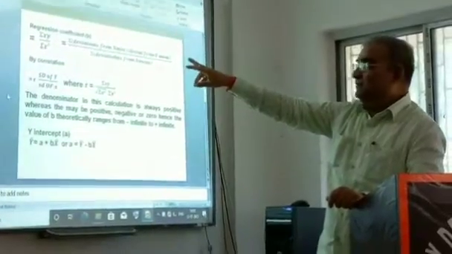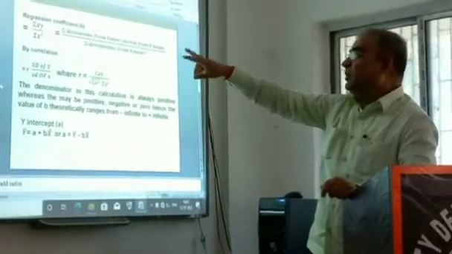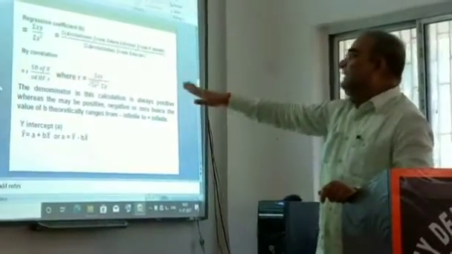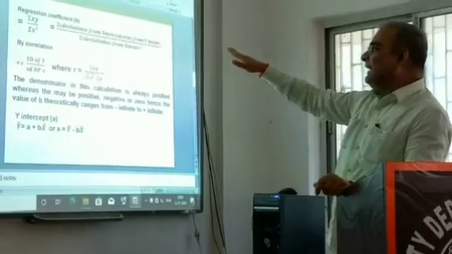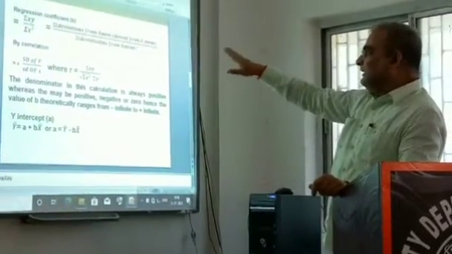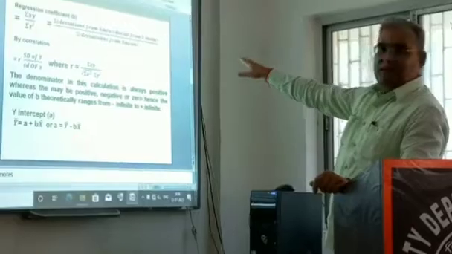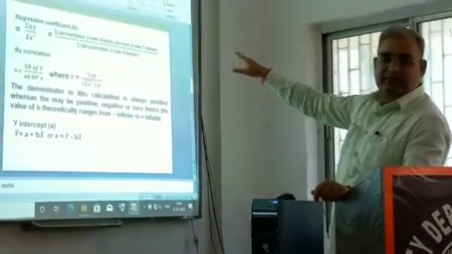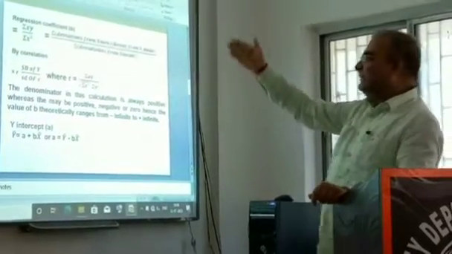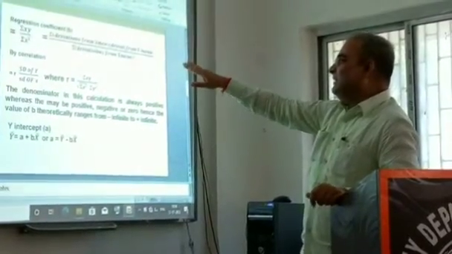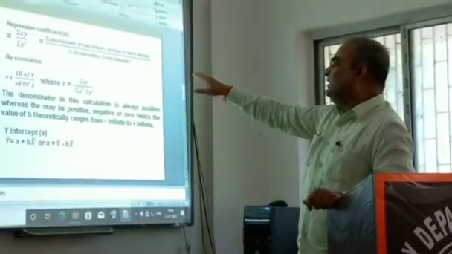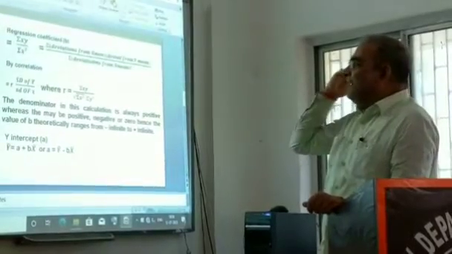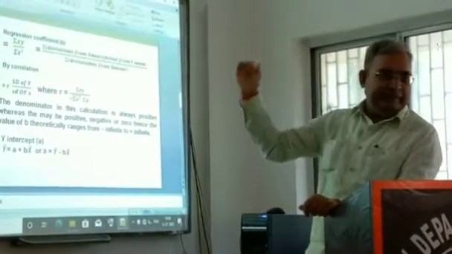So here, summation xy divided by summation x square. I have repeatedly written the summation of small x y divided by the summation of small x square. That is the summation of the deviations from the x mean multiplied by the deviations from the y mean, each product summated, and that is divided by the summation of the squared deviations from the x mean. Clear? In this way, we calculate the regression coefficient B.